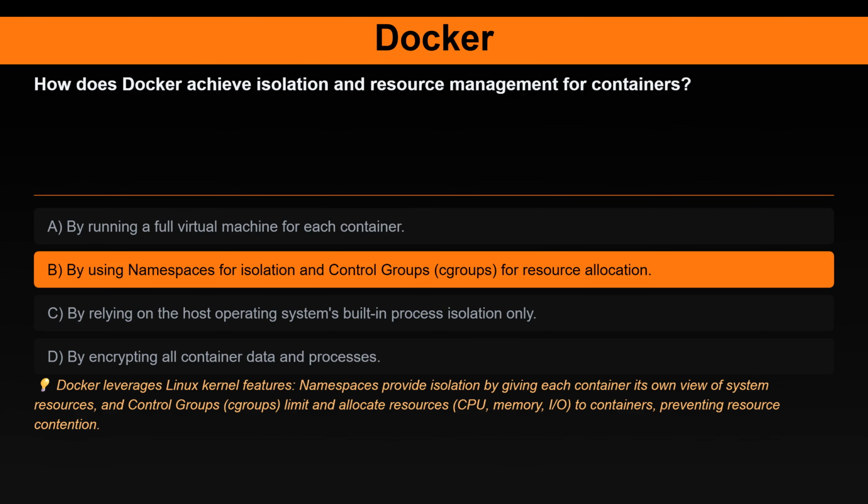The correct answer is by using namespaces for isolation and control groups, C groups, for resource allocation. Here's the explanation. Docker leverages Linux kernel features. Namespaces provide isolation by giving each container its own view of system resources, and control groups, C groups, limit and allocate resources, CPU, memory, I/O, to containers, preventing resource contention.